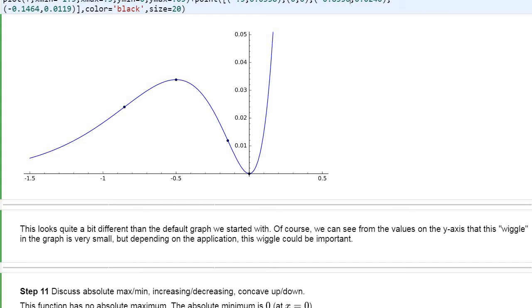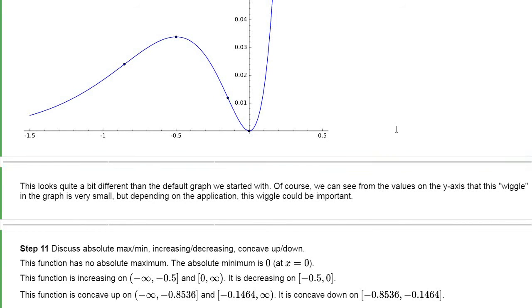All right, is there an absolute maximum? No, because this function just keeps going up, up, up. Is there an absolute minimum? Yes, right here. The absolute minimum value is 0 when x equals 0. And increasing, decreasing: the function is increasing at the beginning, right here, until it reaches this peak. That's at -0.5, so from -infinity up to -0.5, it's increasing. From -0.5 to 0, it's decreasing. And from 0 off to infinity, it's increasing again.